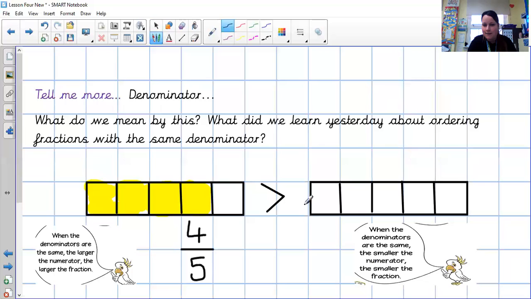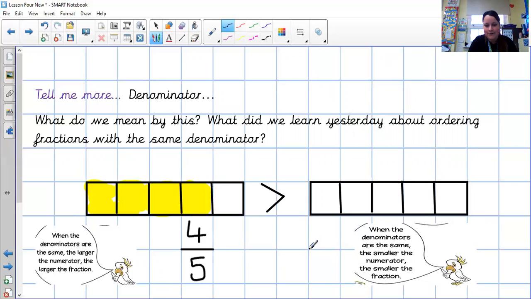Okay, what does this sign mean? So this is our comparing symbol, and this means that 4/5 is greater than this side. Okay, so if 4/5 is greater than this fraction, what does this need to be? So just pause the video and see if you can draw a bar model to show what needs to be on this side. If 4/5 is greater than this fraction, what does this fraction need to be?